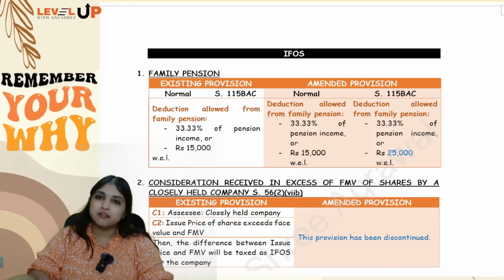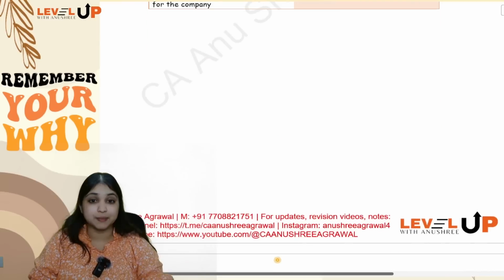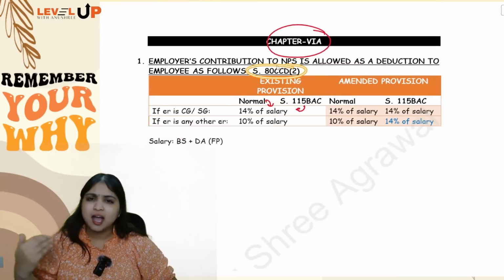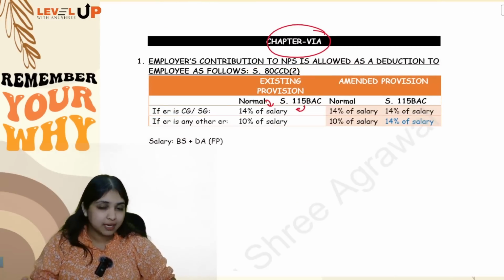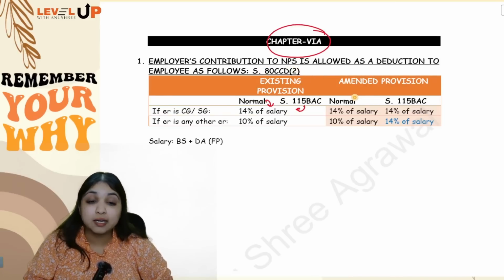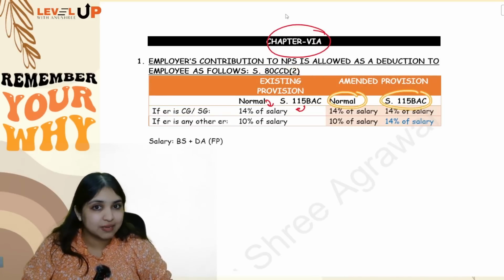IFOS 2 points, family pension and 56 to 7B. Now chapter 6A, 80CCD subsection 2 was changed. I already discussed this with you even earlier. 80CCD subsection 2 is a section which is allowed under the normal regime also, and under 115BAC also.